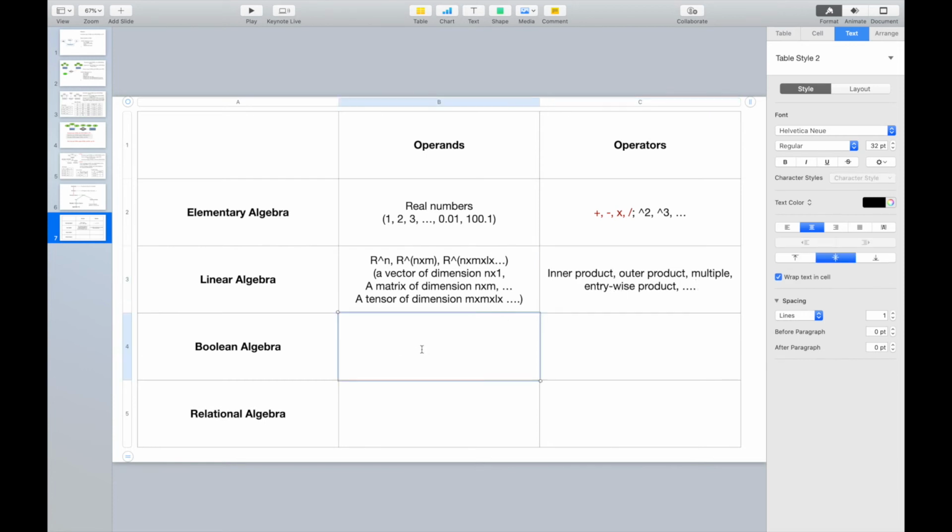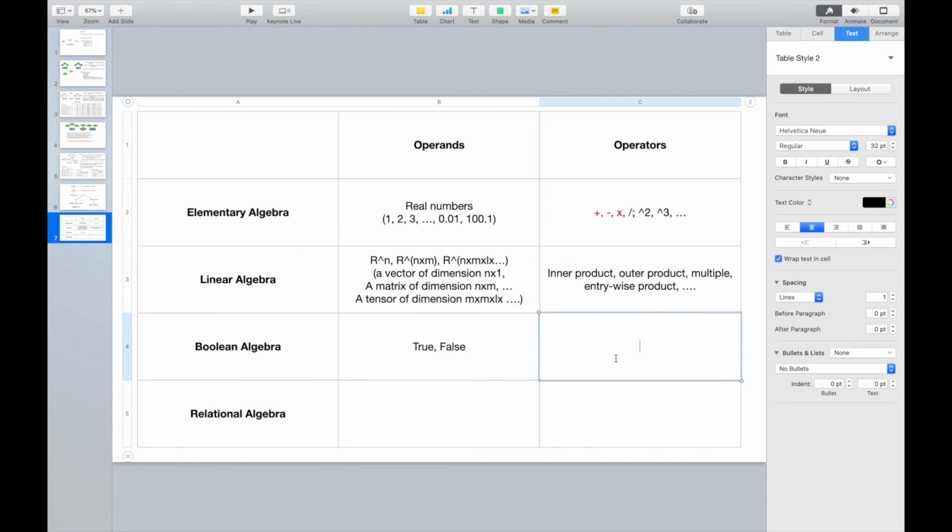How about Boolean algebra? What are the operands? For the Boolean algebra, we are working on Boolean values, which can be either true or false. So there are two basic values we can operate on in the Boolean algebra. How about the operators? The operators we can use include AND, OR, and NOT. Based on them, we can define more complex operators like XOR and so on. So these are the operators we can use for the Boolean algebra.